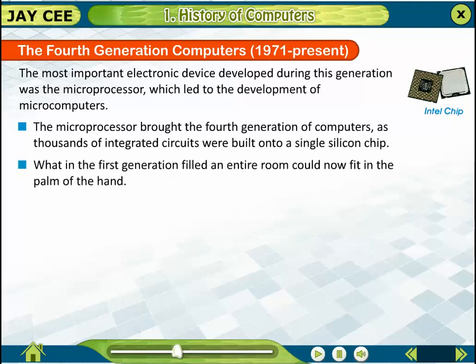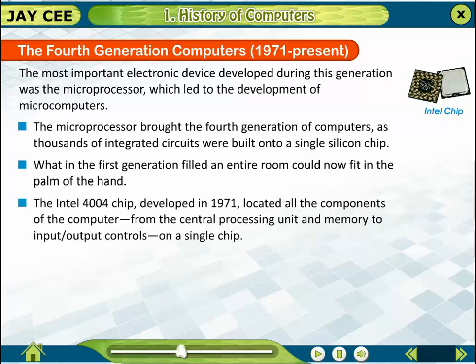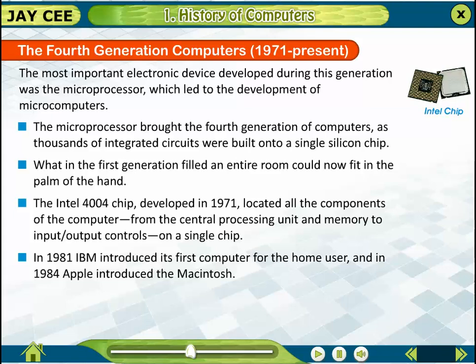What in the first generation filled an entire room could now fit in the palm of the hand. The Intel 4004 chip, developed in 1971, located all the components of the computer, from the central processing unit and memory to input-output controls, on a single chip. In 1981, IBM introduced its first computer for the home user, and in 1984, Apple introduced the Macintosh.